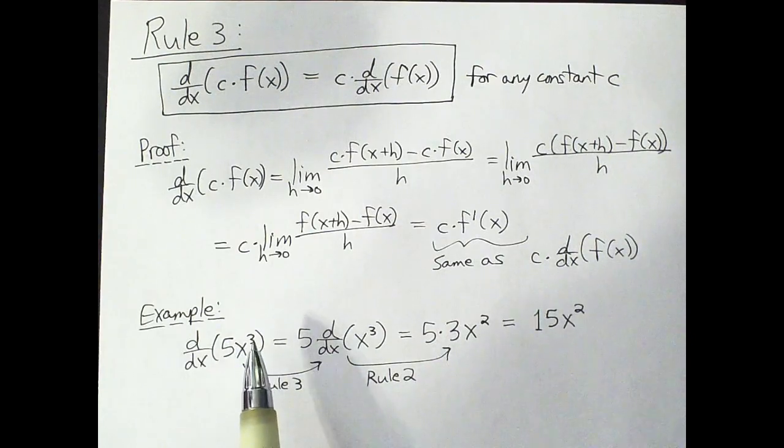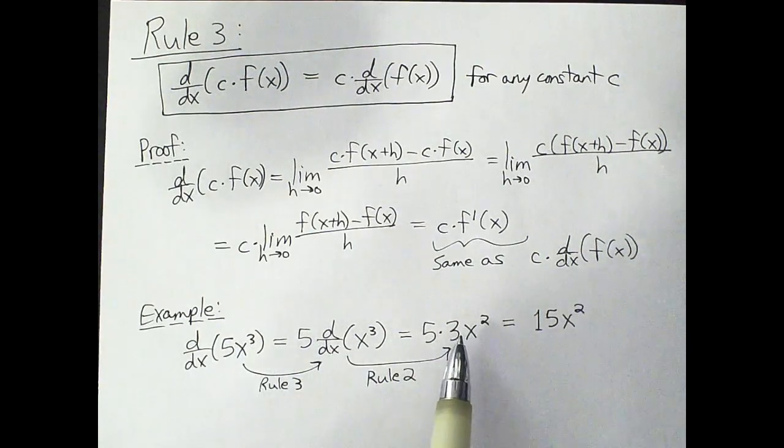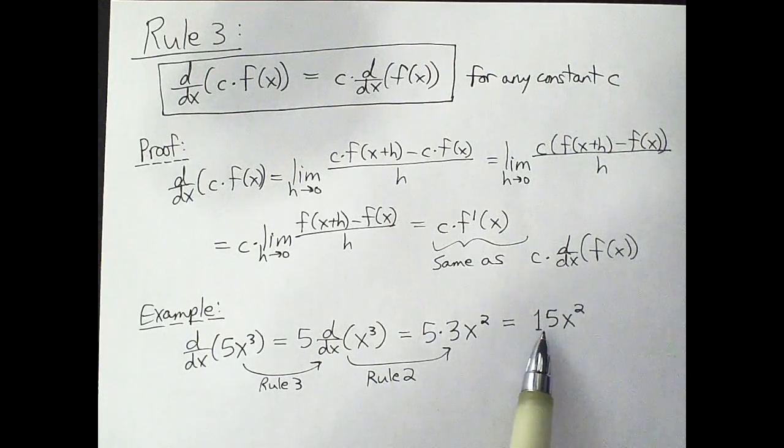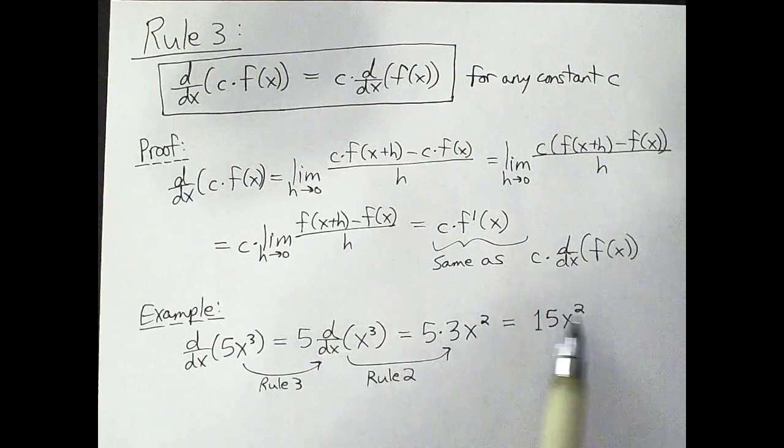I know that the exponent of 3 is going to get moved out front. The 5 and the 3 are going to get multiplied times each other to give me 15. I know the exponent 3 is going to reduce by 1.